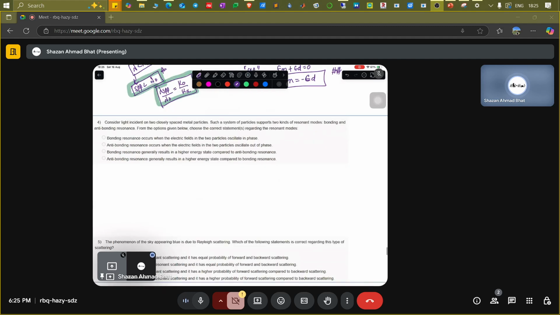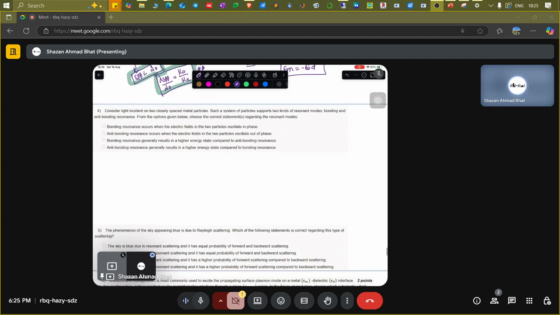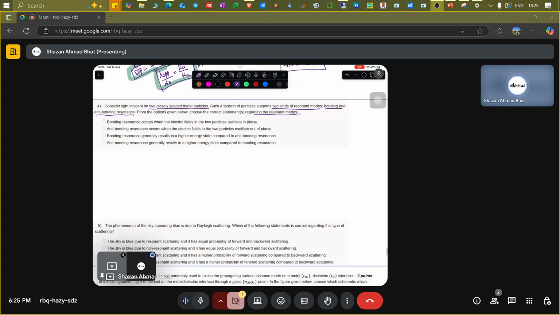Now what is the other question? Consider the light incident on two closely spaced metallic spheres. Such a system of particles supports two kinds of resonant modes, bonding and anti-bonding. Choose the correct option regarding the resonant mode. So we have seen that if we have two closely spaced metallic particles, it can have a bonding mode, it can have an anti-bonding mode.